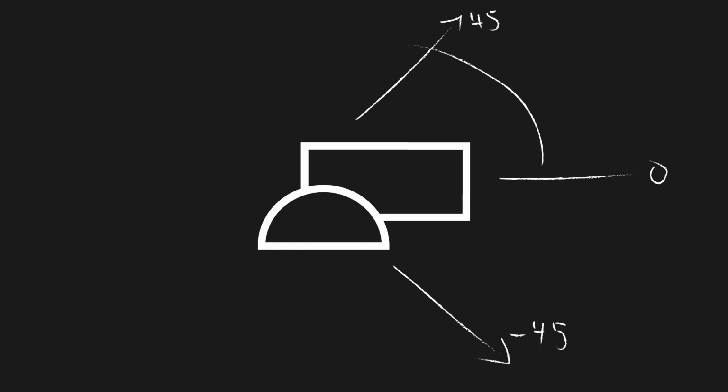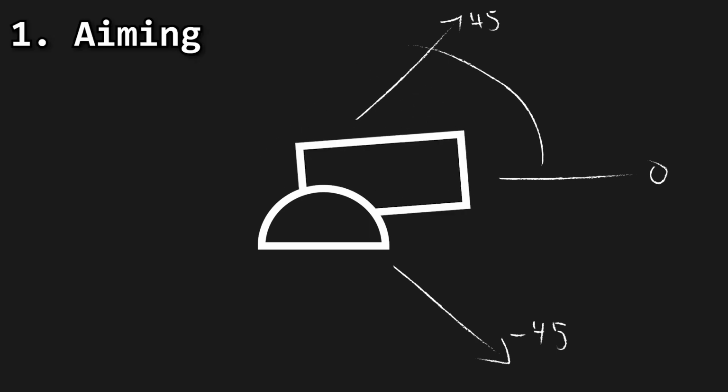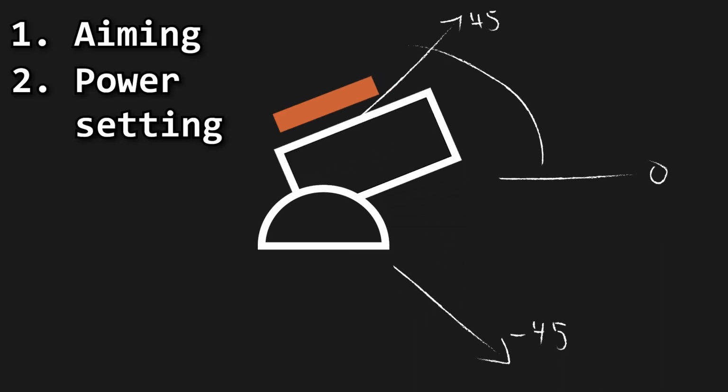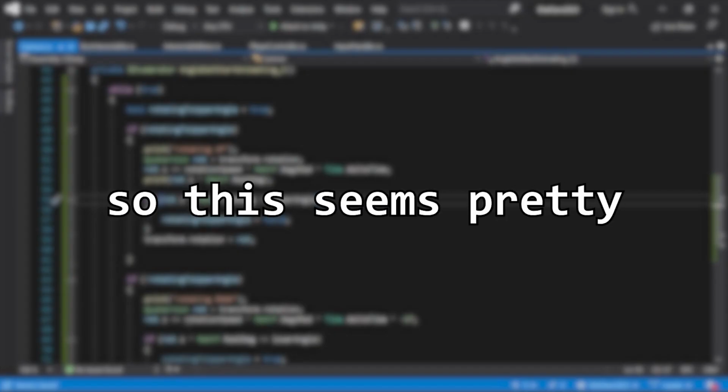The cannon was supposed to have 3 stages. Aiming, where when you interacted with it for the first time, it would bounce between 2 angles, then stop when you interacted again. And then power setting, where a power meter would go up and down and interacting would fire a cannonball at the power you stopped on. So this seems pretty straightforward.